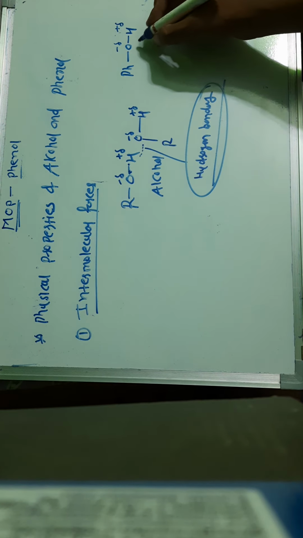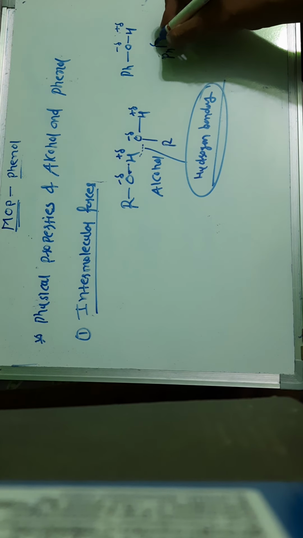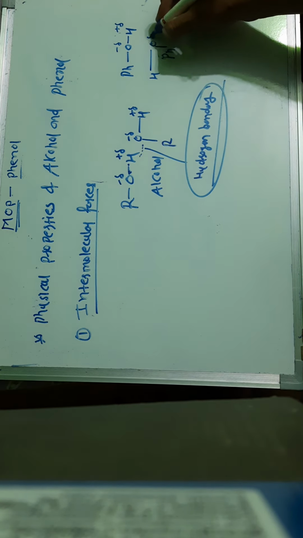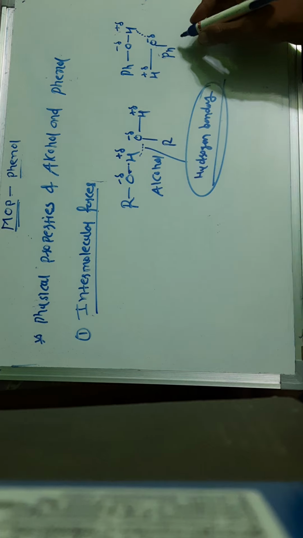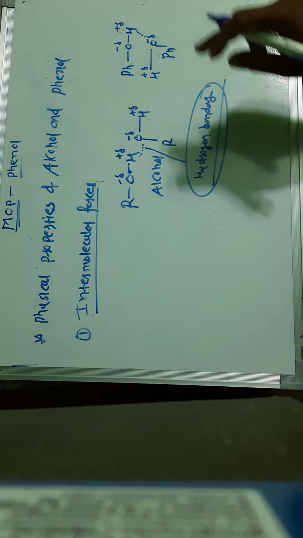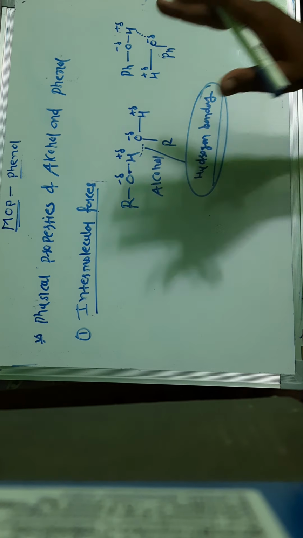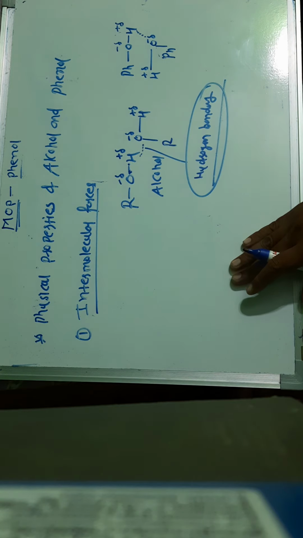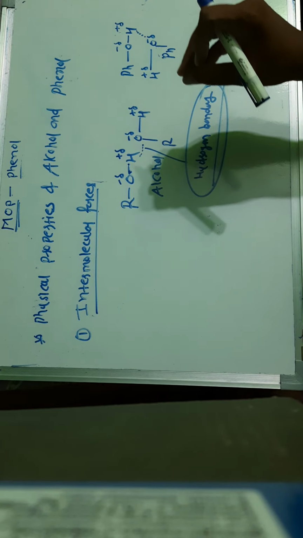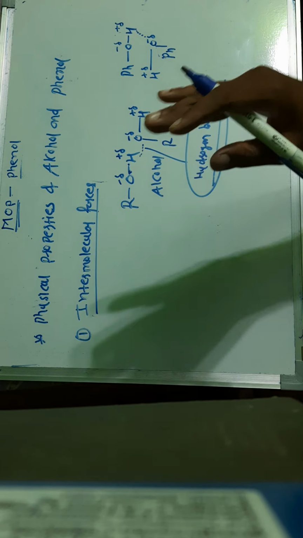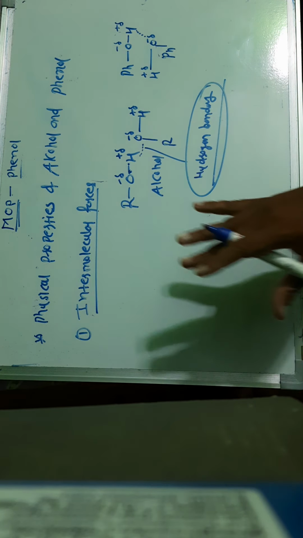Same in the phenol case, there is PhOH, there is a partially negative charge and partially positive charge, and there is also formation of hydrogen bonding. So in alcohol and phenol, there is formation of hydrogen bonding. That's why they have a strong intermolecular force of attraction as compared to the alkyl halides. They can easily form hydrogen bonding. That means their melting and boiling points are higher than alkyl halides having a corresponding molecular mass.